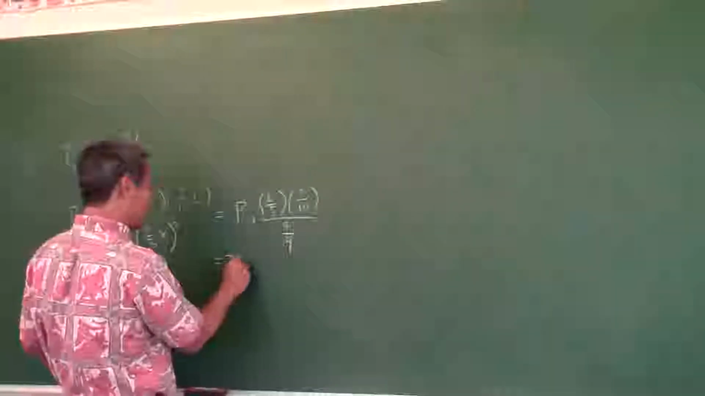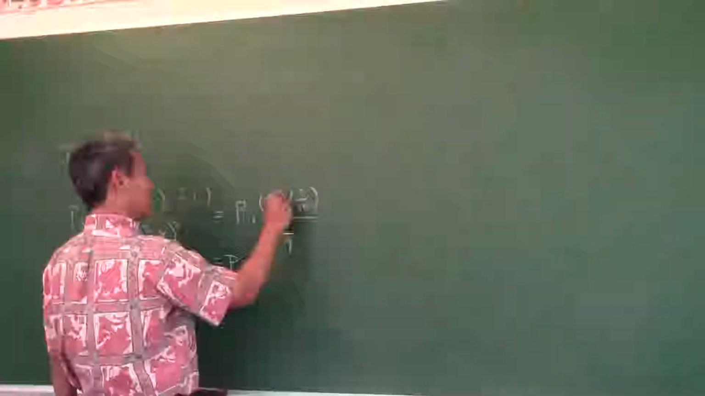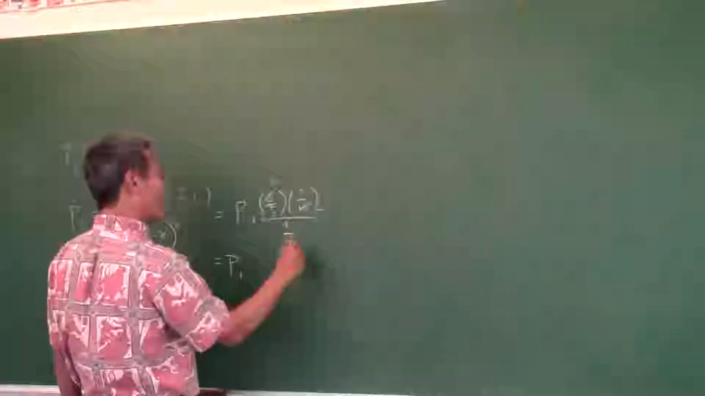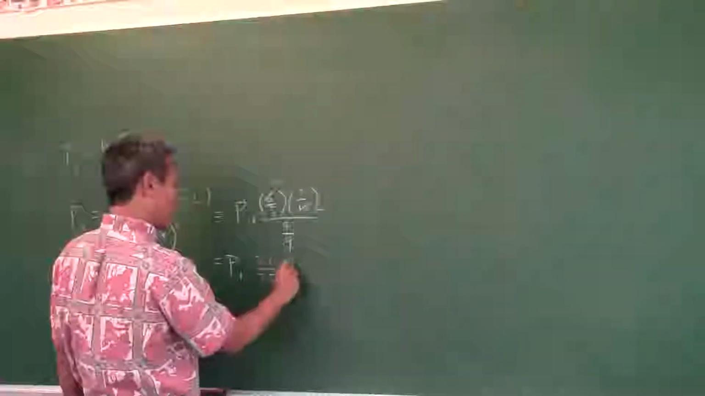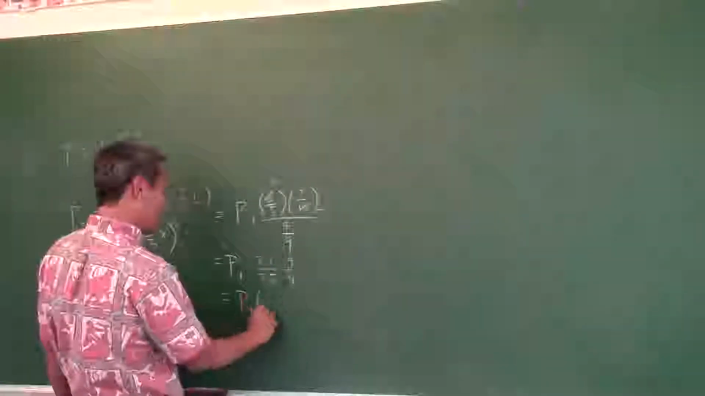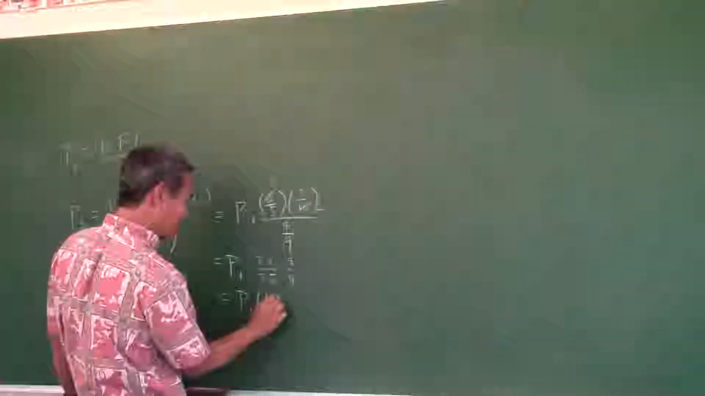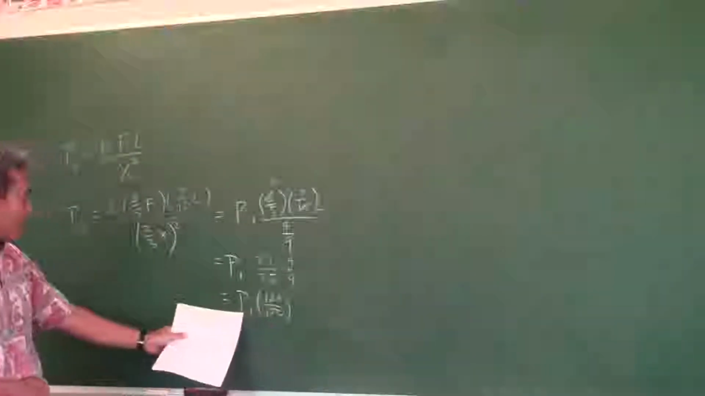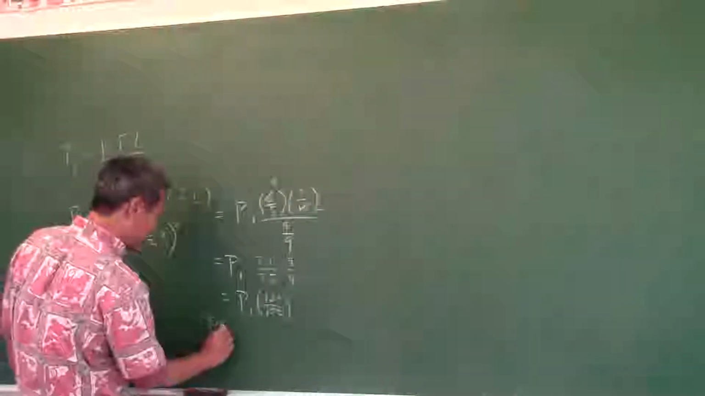So if we simplify this, this is P1 times, what do we got? Can we do any simplifying? 6, 3, 2 goes into that 3 times, 2 goes into that 5 times. So that's 21 over 25 times 9/4, which is equal to P1 times 189 over 100. And that's good, because if the denominator is 100, it's easy to figure out a percent change. So P2 is 189/100 of P1, which means it was an increase of 89%, right?